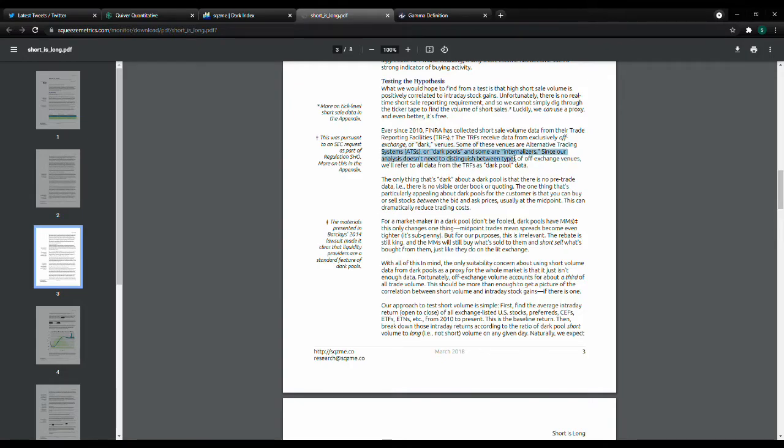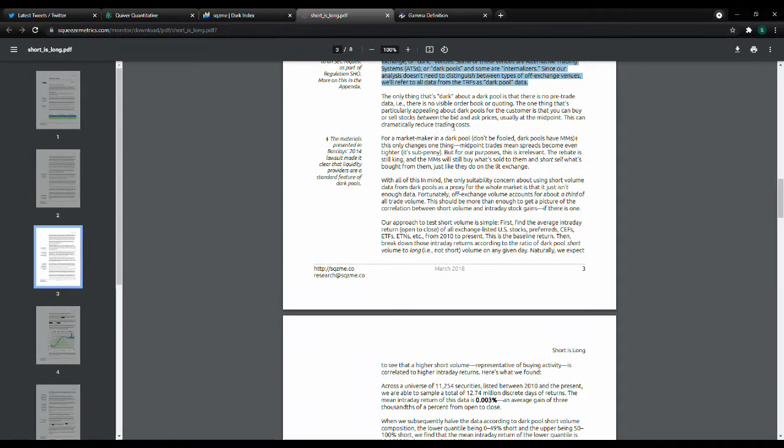Since our analysis doesn't need to distinguish between types of off-exchange venues, we'll refer to all data from the TRFs as dark pool data. So dark pools, we can get technical, and they're not all dark pools, but in essence, we're just calling all off-exchange venues dark pools. Okay.